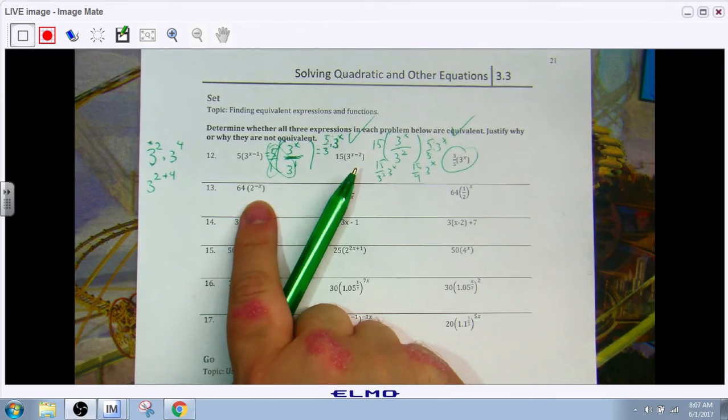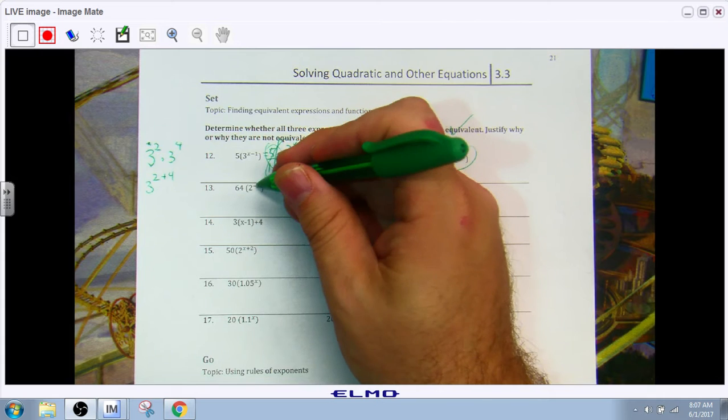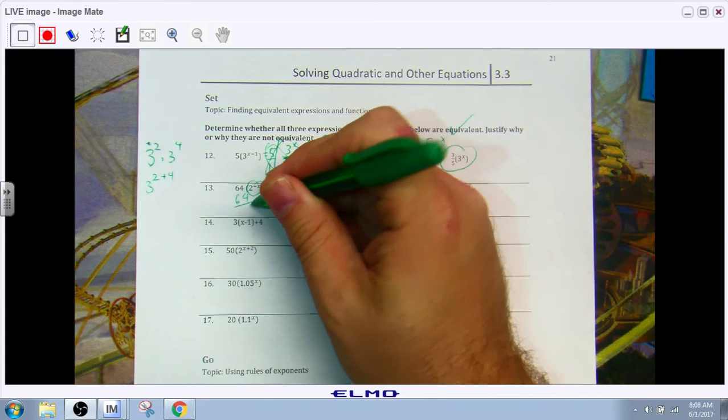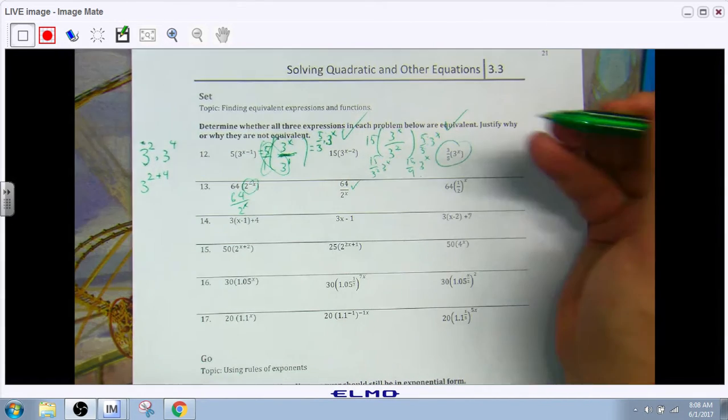Let's go ahead and do the same thing here. So 64 times 2 to the negative x. Well, this just means we're dividing it. So that's just going to be 64 over 2 to the x. And that's it. That's all we can do. 64 over 2 to the x. All right, we got there.